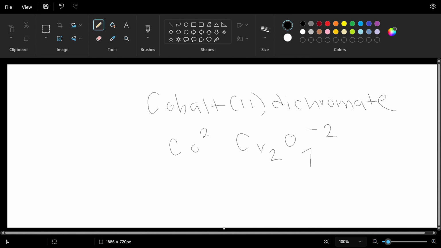-2. Now in this case, as said before, if the charges are the same, they're just going to cancel out. So your final answer for this would be CoCr2O7. And that would be your answer.